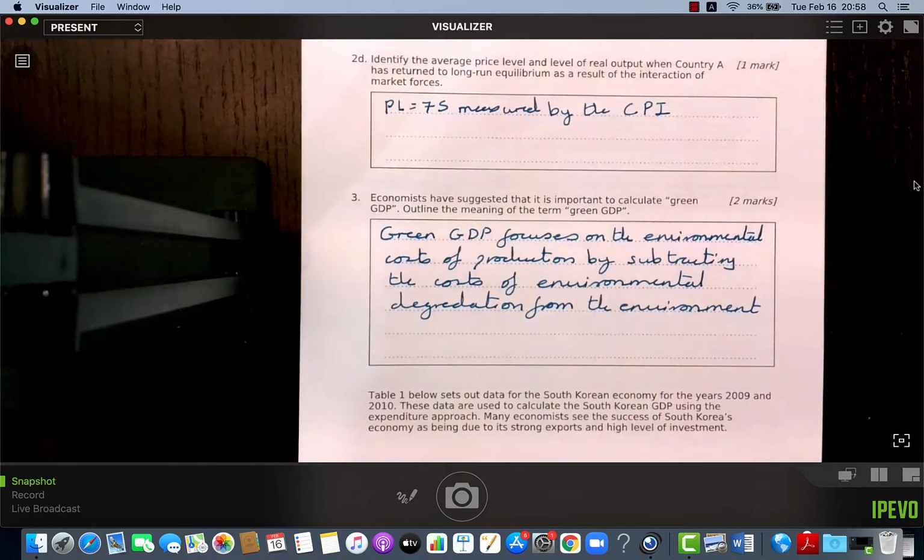we can't run a budget deficit or a current account deficit forever. Okay, so green GDP focuses on the environmental cost of production. So the more that is produced, the richer that we are. But that's assuming there's no externalities. And there are a lot of externalities to production, particularly pollution. So green GDP focuses on the environmental cost of production by subtracting the cost of environmental degradation from the environment. Okay, so how much we have destroyed the environment, right? We're going to put a dollar value on that, or a euro value, wherever you're from, whatever currency, we're going to put a currency value on that, and we're going to take that away.